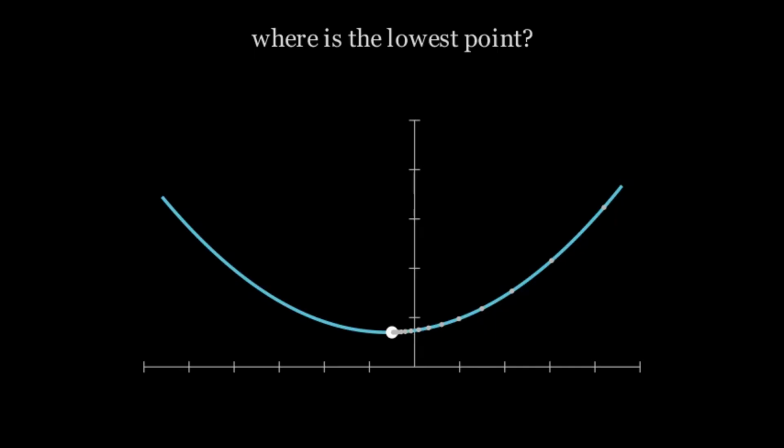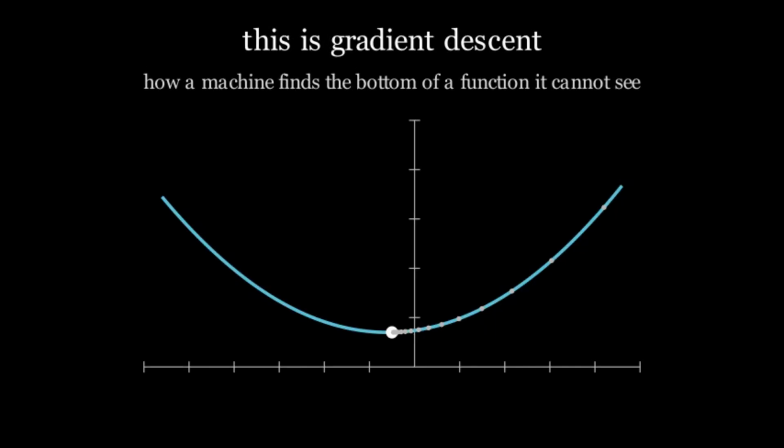That's gradient descent. It's how essentially every machine learning model on the earth is trained. And it's the reason a computer can fit a line, recognize a face, or write a sentence. All of it is some version of what you just watched. Work out which way is downhill, take a step, and repeat.